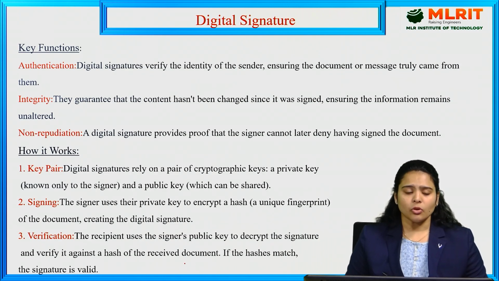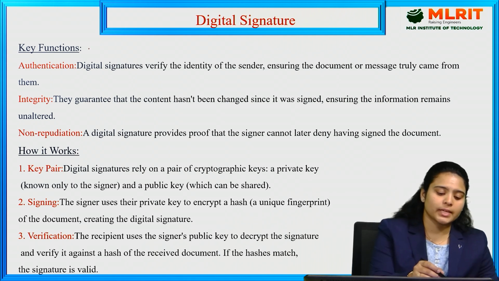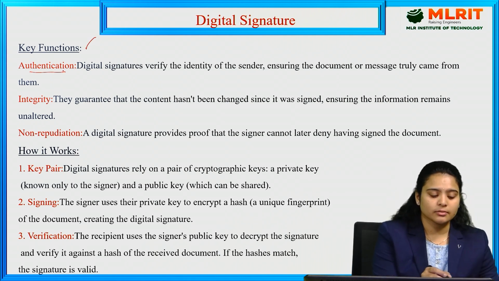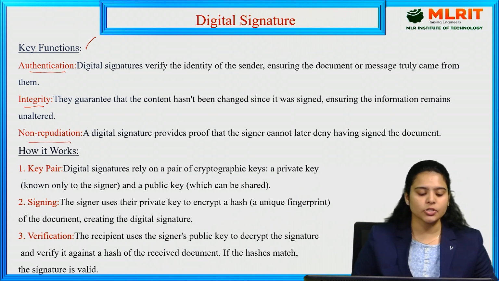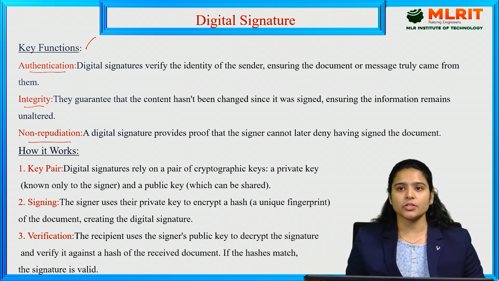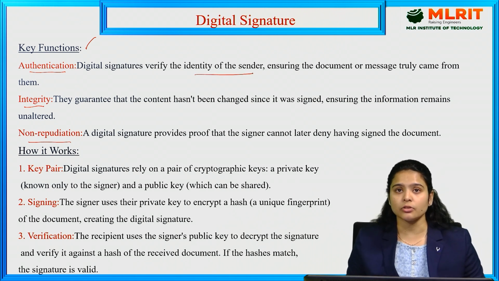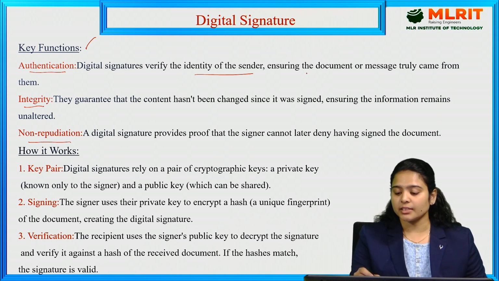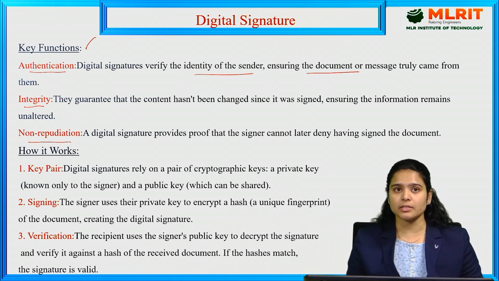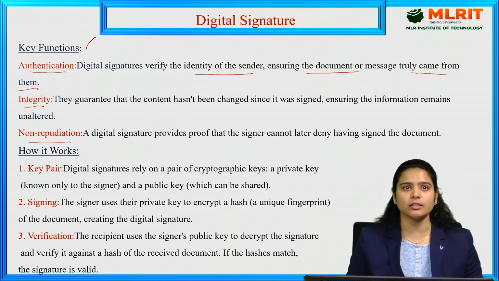We already discussed digital signature on the previous slide, and now the key functions. What are the basic key functions? We can see here. The first one is authentication, the second one is integrity, and the third one is non-repudiation. We basically know what is meant by authentication. Authentication is the verification of the identity of the sender. Whatever message the sender is going to send, we should first verify whether the document or message that came from them is true or false. That is called authentication.